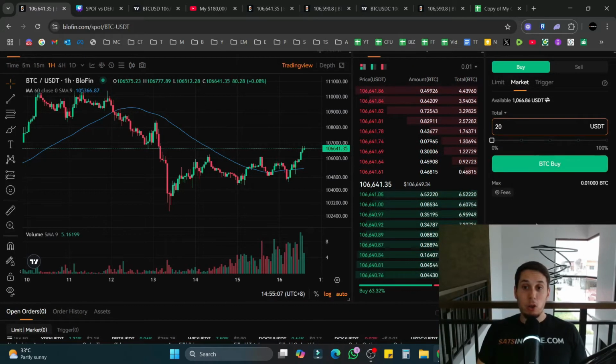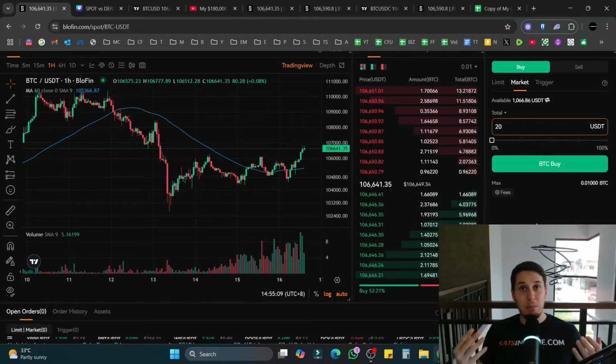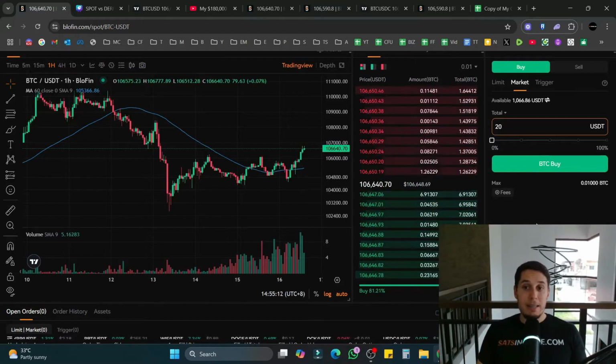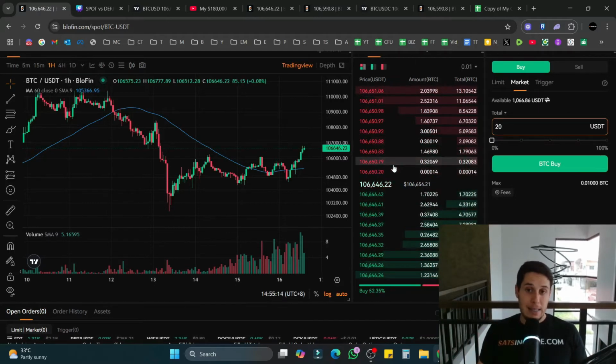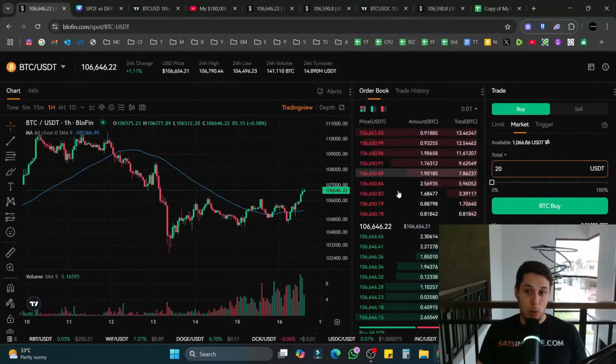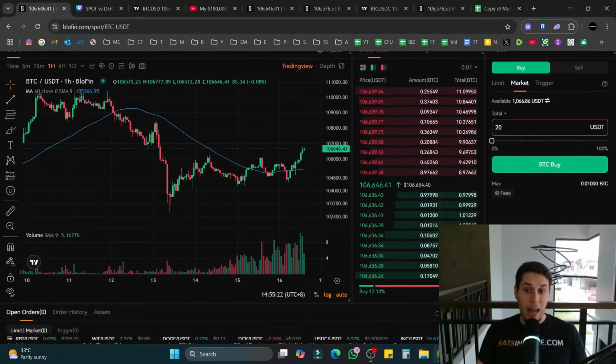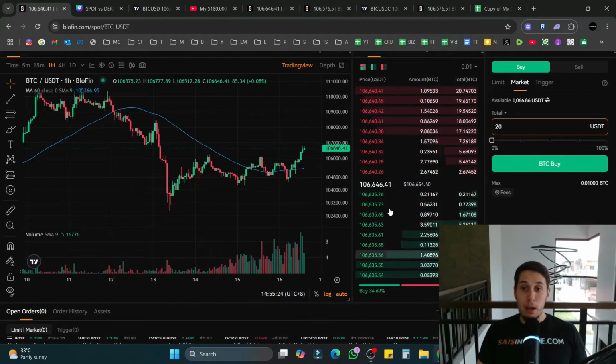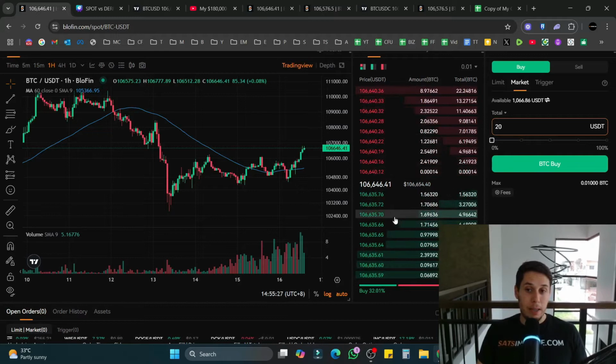When I use a market order, I am entering at the current price, whatever it is, right? So basically the way this works behind the scenes is that I am buying from the order book. We have the guys who are selling Bitcoin at the top, the red ones right here. These are the people selling Bitcoin. And we have the big boys that are buying Bitcoin at the bottom, the green ones.